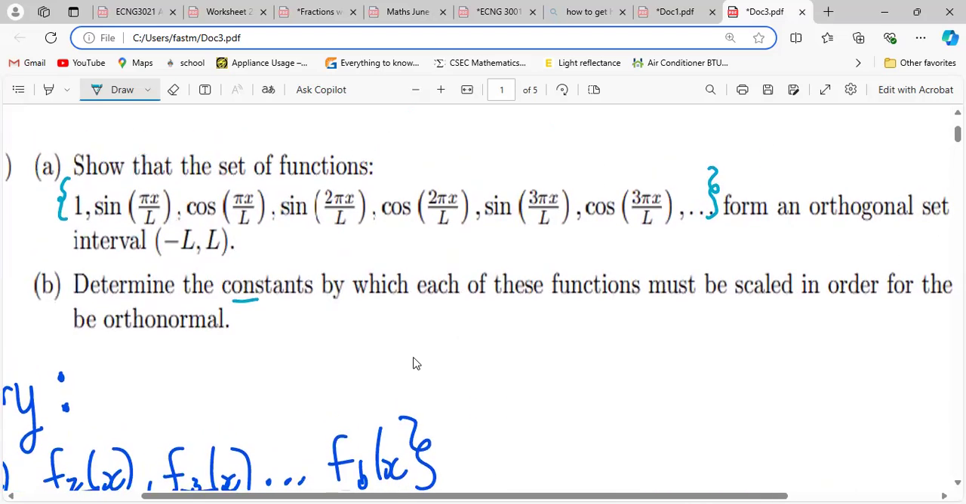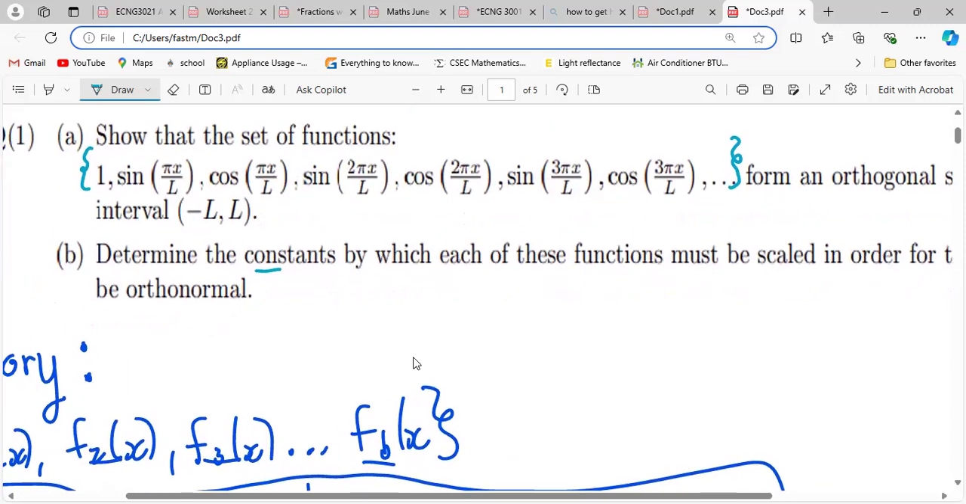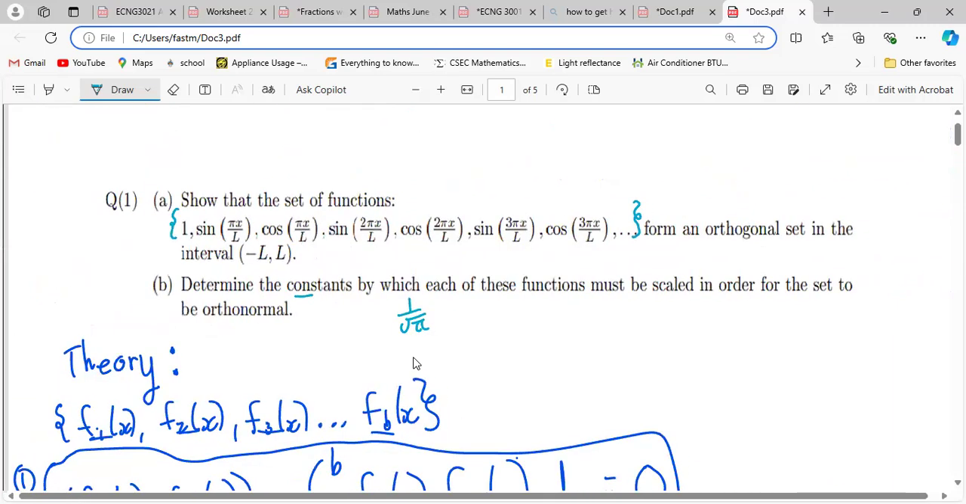you pick one, you do the square, you end up with pi. Fine. Then you say in order for it to become orthonormal, it has to be 1 on the square root of pi, and you just show the proof. So you're multiplying each function by 1 on root pi or whatever it is, and you show that they end up with 1. Right? So let me try this question.